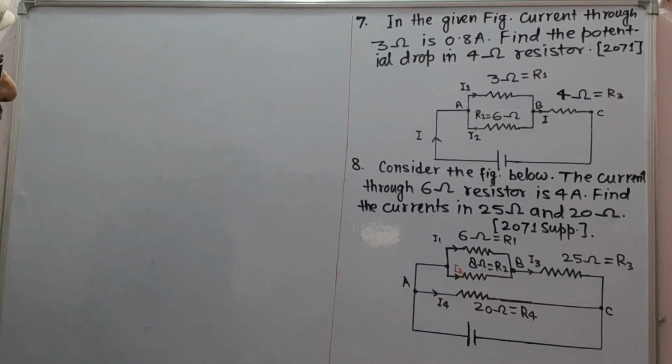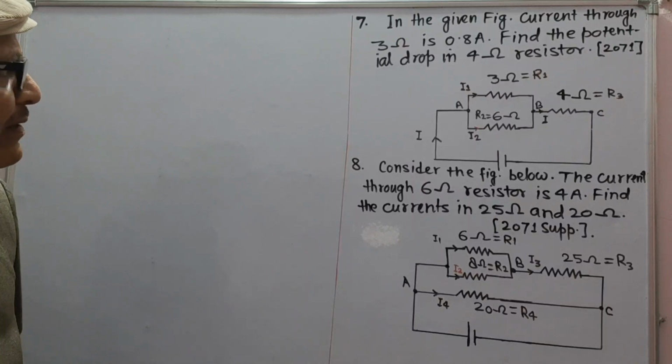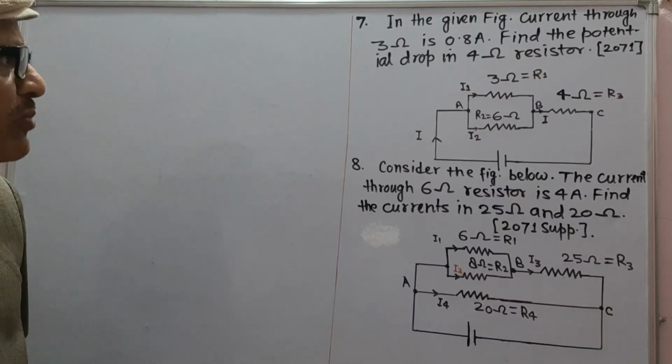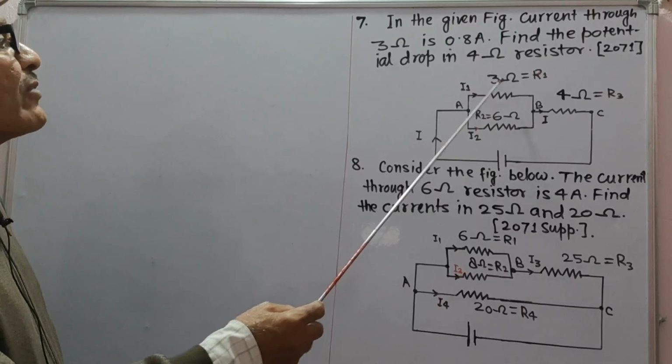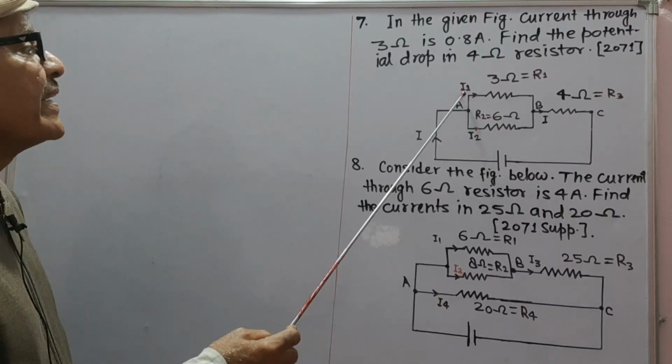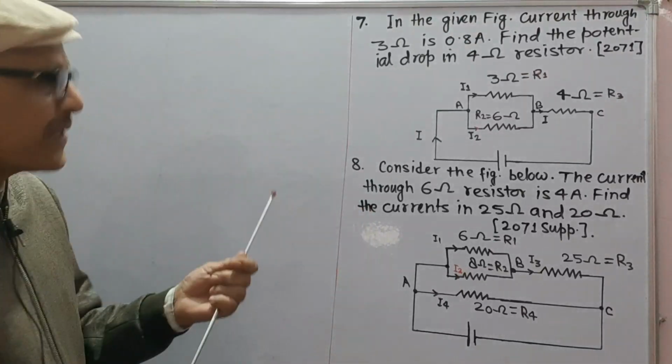Next, question number 7. The question is, in the given figure, current through 3 ohm is 0.8 ampere. Find the potential drop in 4 ohm resistor. Means, in this diagram, current in 3 ohm resistor, suppose this is I1, is given to be 0.8 ampere.